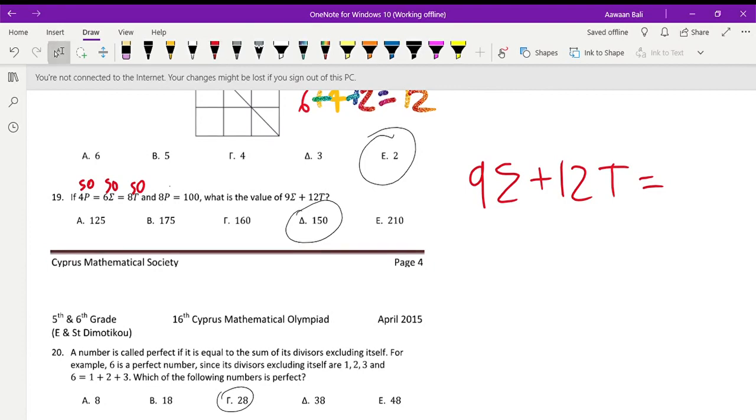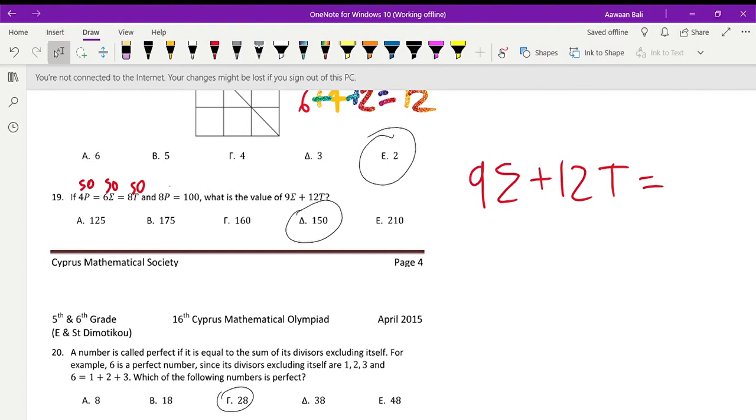What can we use? Since we already know if this is 50 and this is 50 and this is 100 or something like that, then how will we find it? Have you found it yet? Congrats if you have. So 9 sigma.